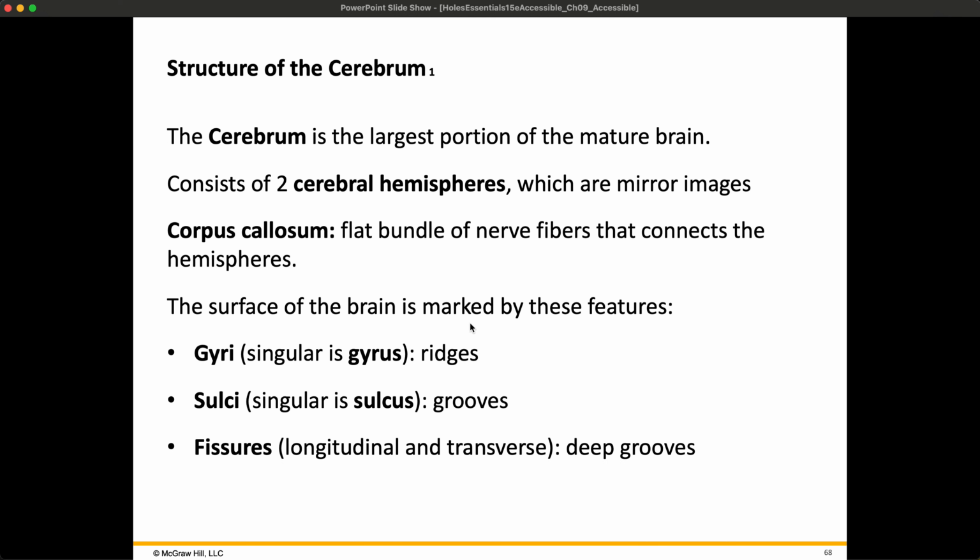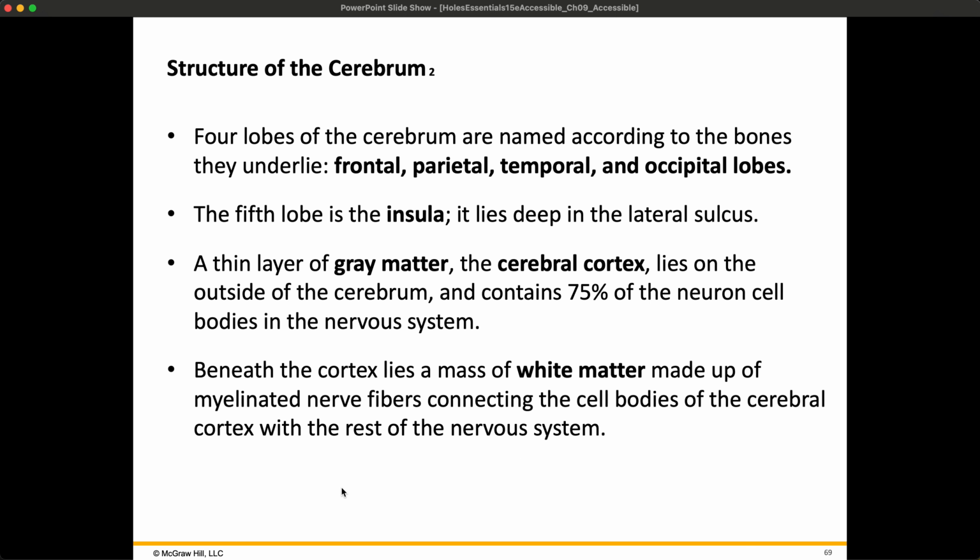There are surface features. There are things called gyri, singular gyrus, and that's a ridge, whereas a sulcus is a groove, and a fissure is a deep groove. So the bumps that you see on the brain are gyri. The small grooves are sulci, and then there are deeper ones called fissures.